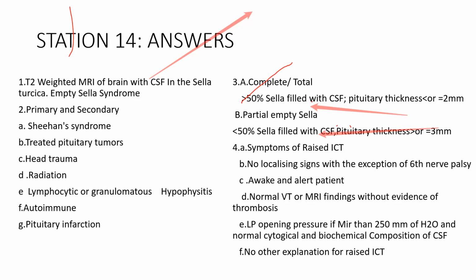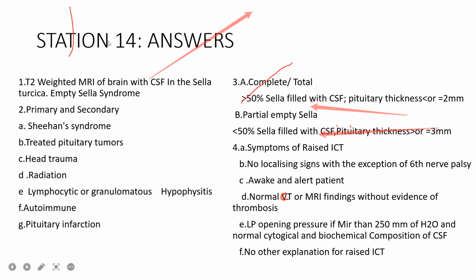Normal CT or MRI findings without evidence of any thrombosis, because raised intracranial tension can be caused by IJV thrombosis. So there is no evidence of thrombosis. And while doing LP, the opening pressure will be more than 250 with normal cytological and biochemical composition of CSF, and no other explanation for raised intracranial tension. So these are the modified Dandy's criteria for diagnosing benign intracranial hypertension.